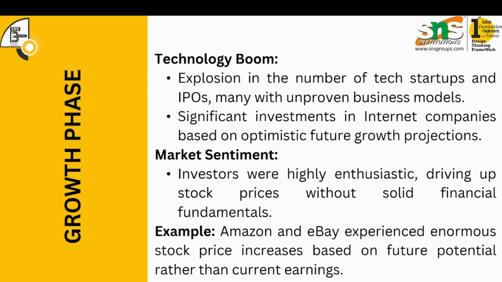So the dot-com bubble can be divided into a lot of phases. The first phase is the growth phase. This was the time where there was a boom in technology. There was an explosion in the number of tech startups and IPOs. However, most of these startups and IPOs did not work on a proven business model. So people projected that the future of these tech giants would be highly positive. The investors were highly optimistic of how this market is going to grow in the future, and they started making significant investments.